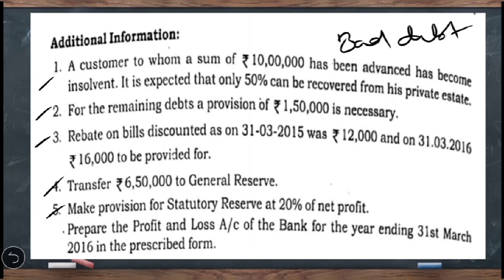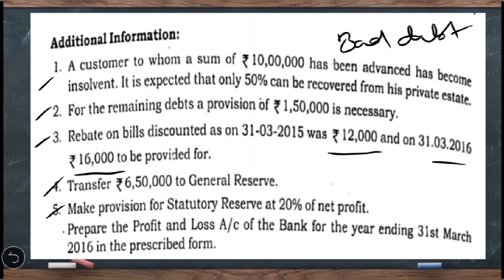Rebate on bills discounted is there amounting to 12,000. This amount of discount was received during the previous year, but it is earned during the current year. So it should be added to the discount of the current year. Then on 31st March 2016, there is a rebate on bills discounted amounting to 16,000. This means that the discount of 16,000 has been received during the current year, but it will be earned during the next financial year. So it cannot be treated as income of the current year. So it should be deducted from discount on bills discounted.